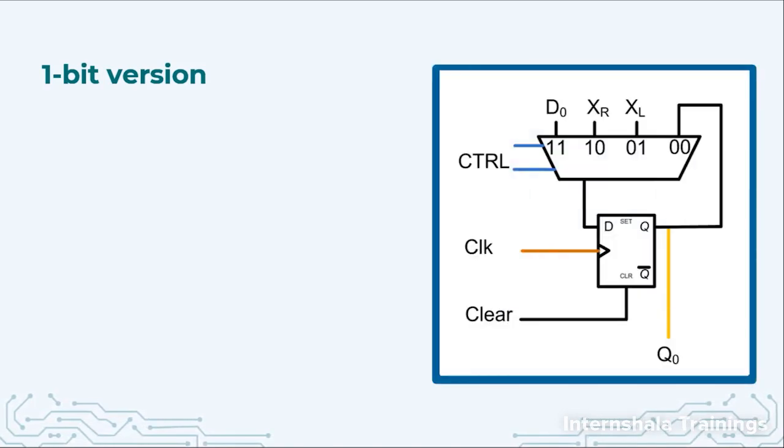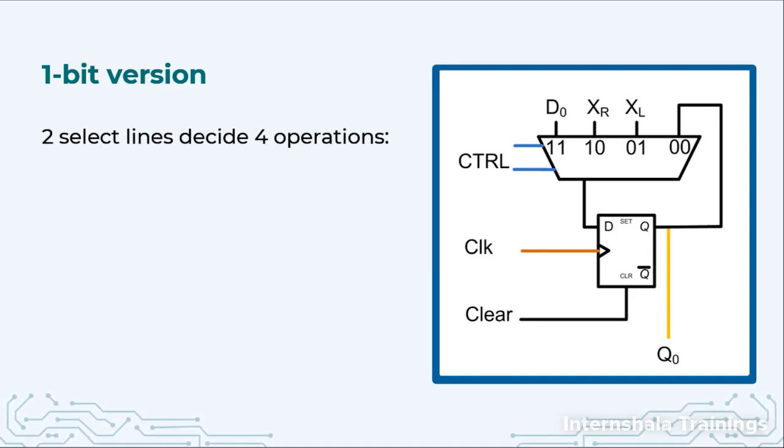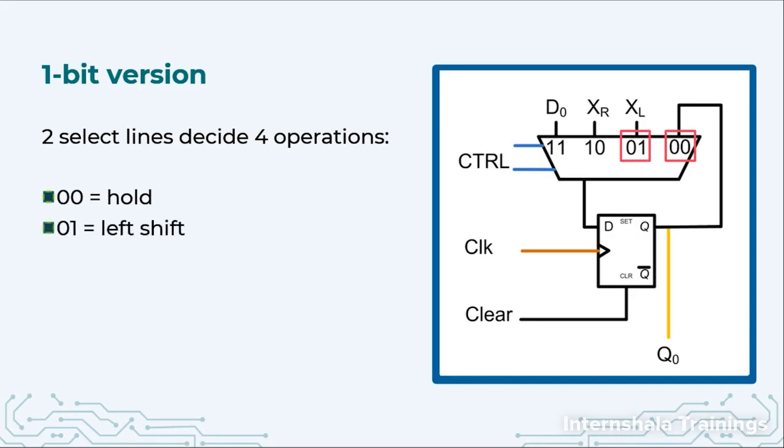So here is the circuit diagram. What we observe here is that we have a 4x1 multiplexer on the top. There are 2 select lines which are given the name CTRL, meaning control. They are going to perform 4 different operations. They will help us in making the decision. When we keep the value of CTRL as 0, 0, then we will perform the hold operation. For 0, 1, left shift. For 1, 0, right shift. And 1, 1 will be used for loading new data.